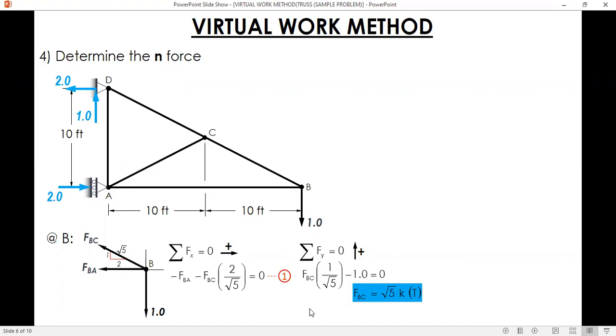Next, we go back to equation 1 and we substitute FBC, square root of 5, and then transpose FBA. The result is negative 2. Square root of 5 times 2 over square root of 5, that's 2. So you transpose FBA to become positive. It is equal to negative 2. Therefore, FBA is compression, 2 compression.